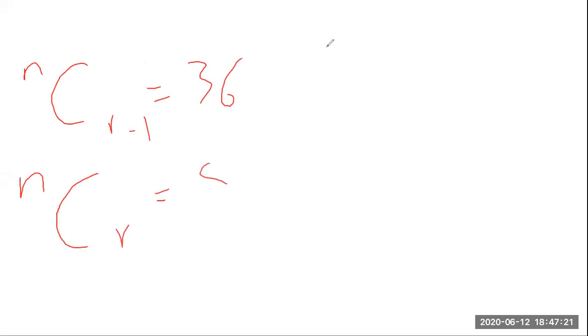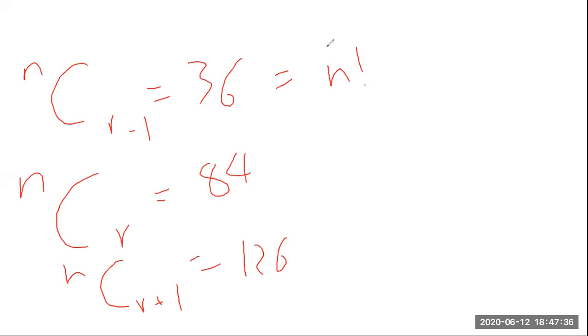Well, you're given three expressions. nC(r minus 1) is equal to 36, nCr is equal to 84, and nC(r plus 1) is equal to 126, which is a lot.